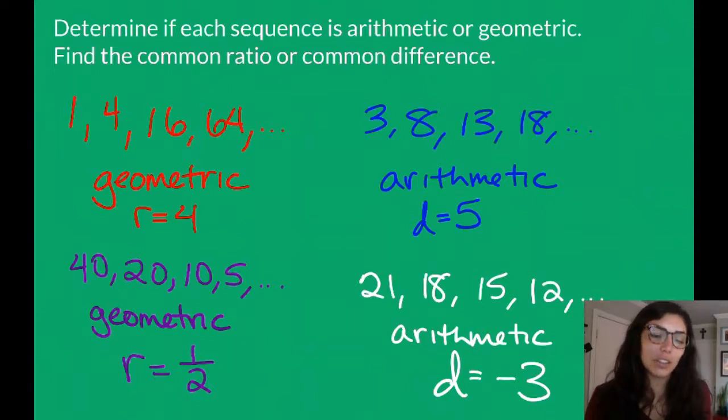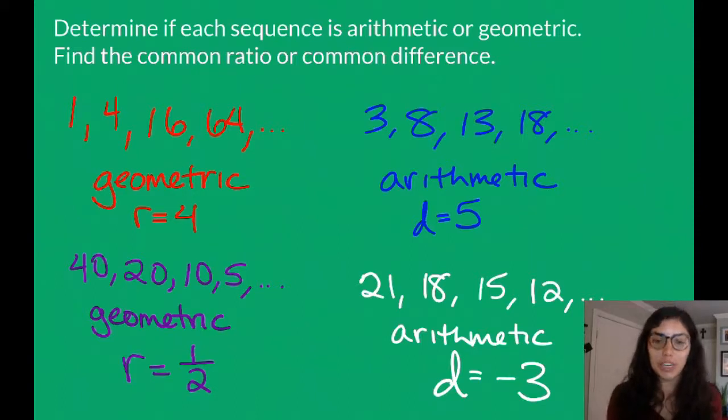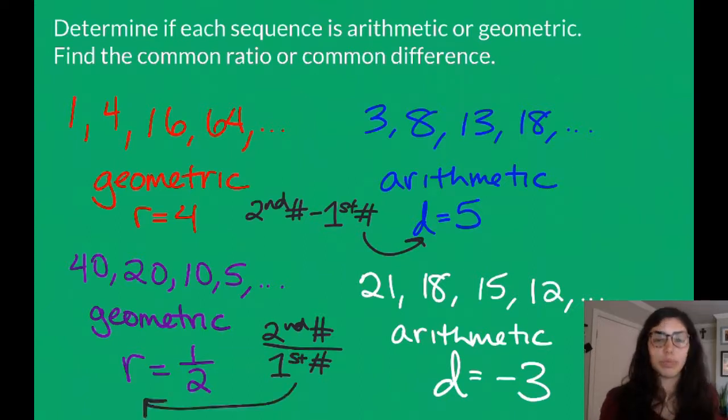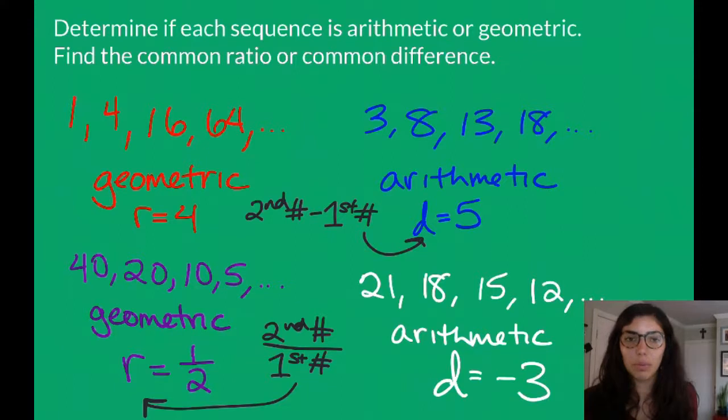You are going to be asked to determine if sequences are arithmetic or geometric. Again, if you get stuck and you cannot figure out if they're arithmetic or geometric, you can always take the first number. Sorry, that's incorrect. You can always take the second number minus the first number to find your common difference, or you can take your second number divided by your first number to find your common ratio. That's the shortcut if you can't look at the numbers and remember what to do. Those are your two patterns to look at. Second minus first, or second divided by first. It will give you your common ratio or your common difference.